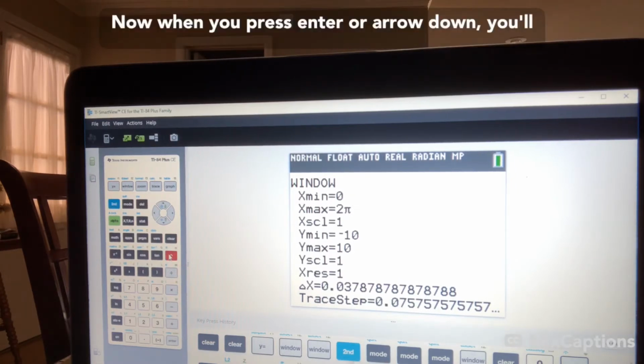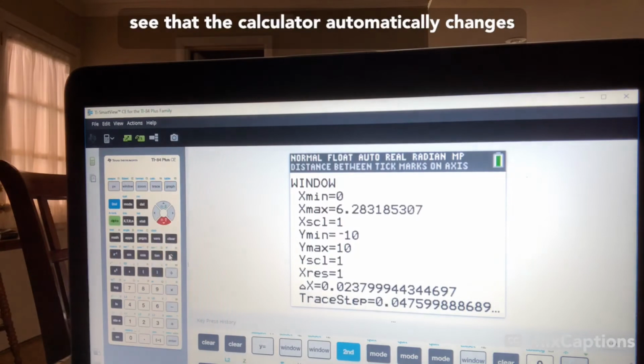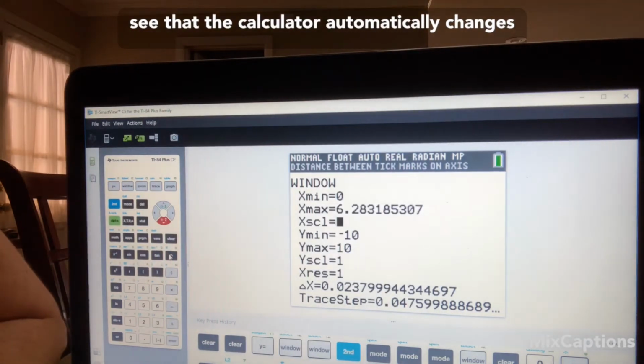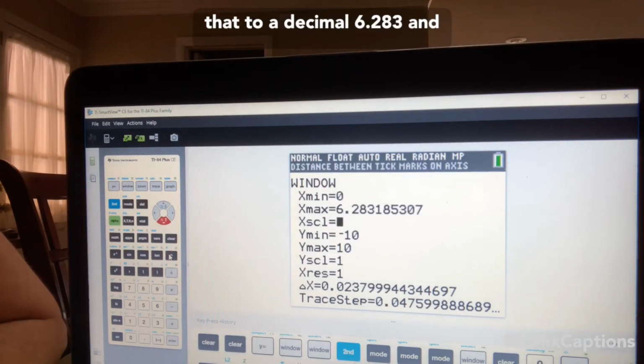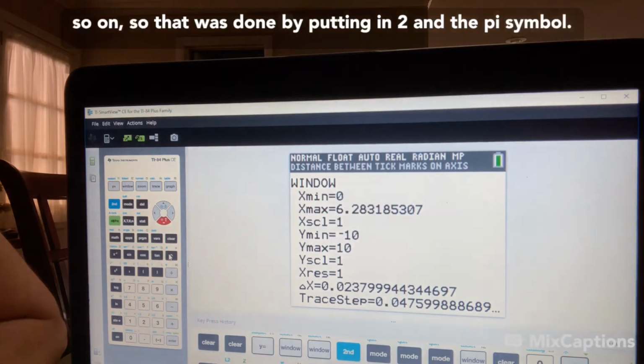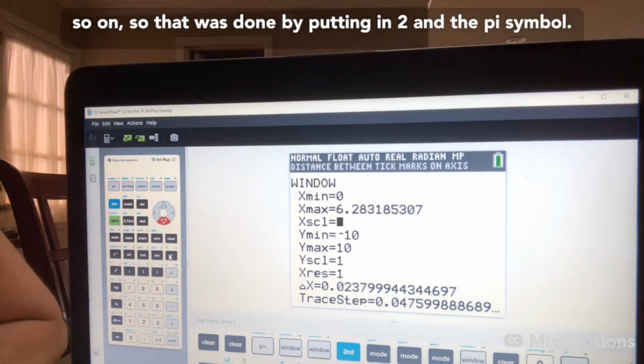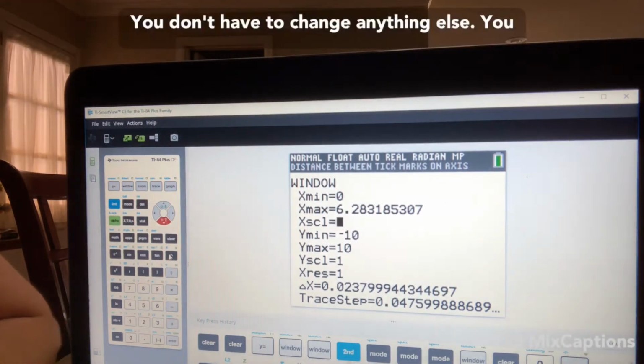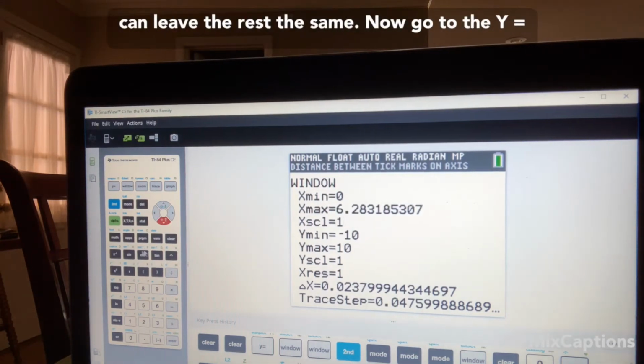Now when you press enter or arrow down, you'll see that the calculator automatically changes that to a decimal, 6.283 and so on. So that was done by putting in 2 and the pi symbol. You don't have to change anything else. You can leave the rest the same.